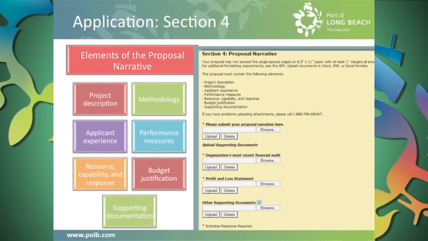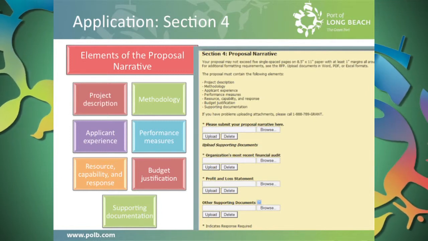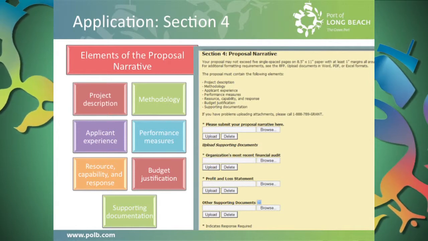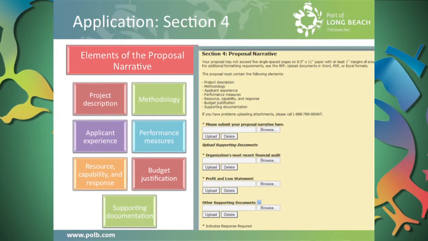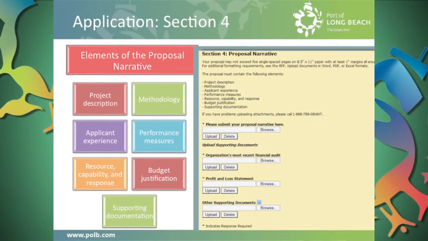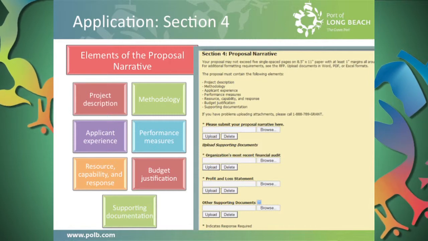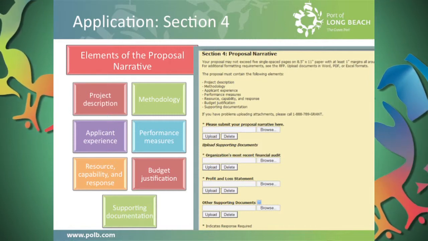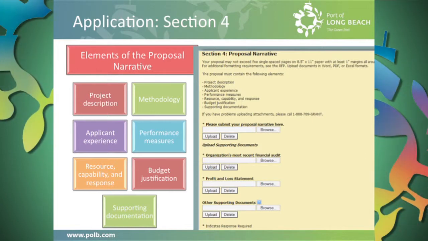It's very straightforward and self-explanatory, because I want to spend some time on section 4, and this is really the meat of your proposal. This is your opportunity to upload your proposal narrative. And there's 6 required elements of the proposal narrative. Project description, you're going to tell us a little bit about what your project is. Under methodology, you're going to tell us how you propose to do it.